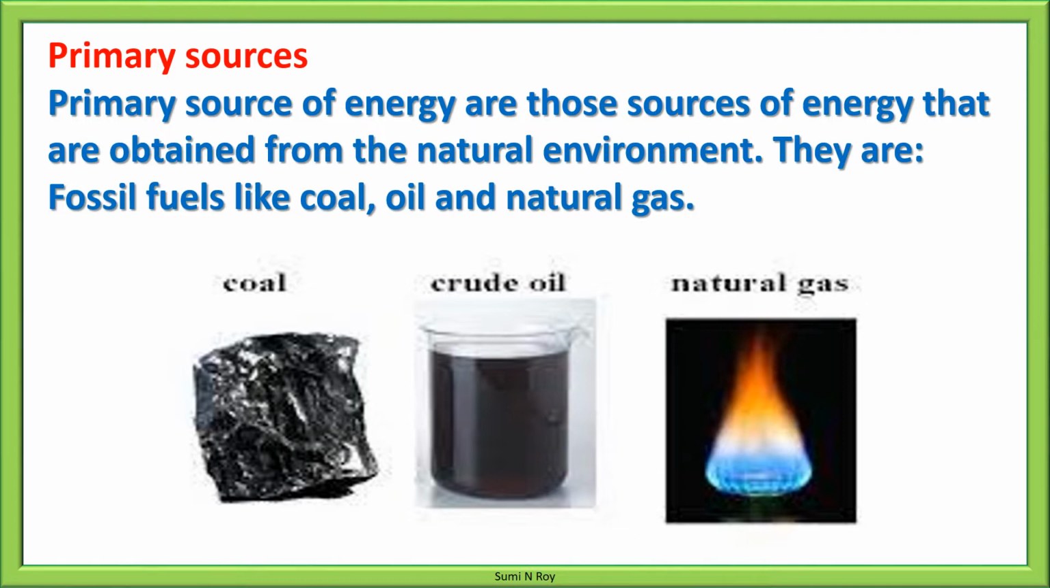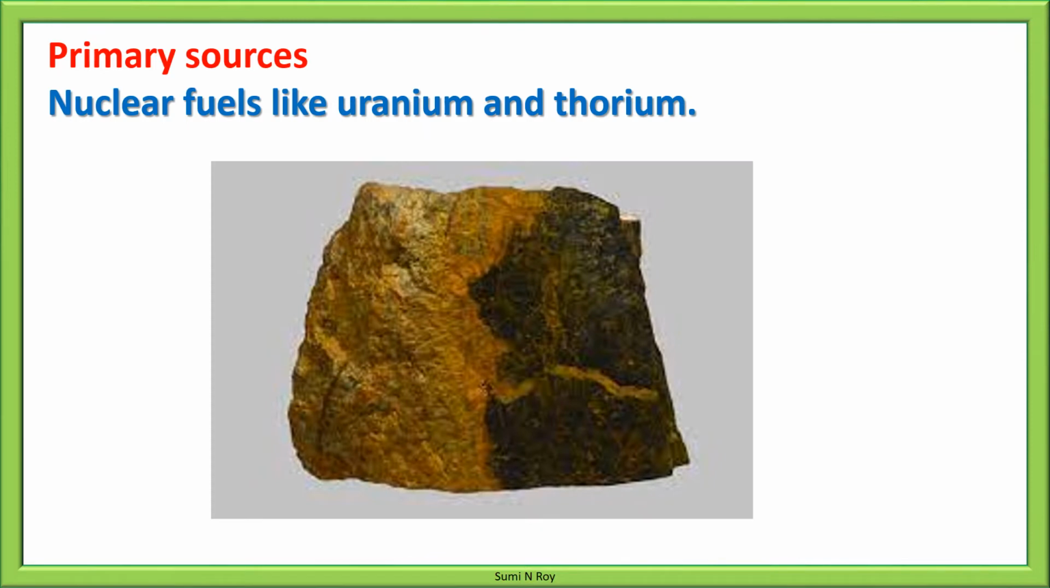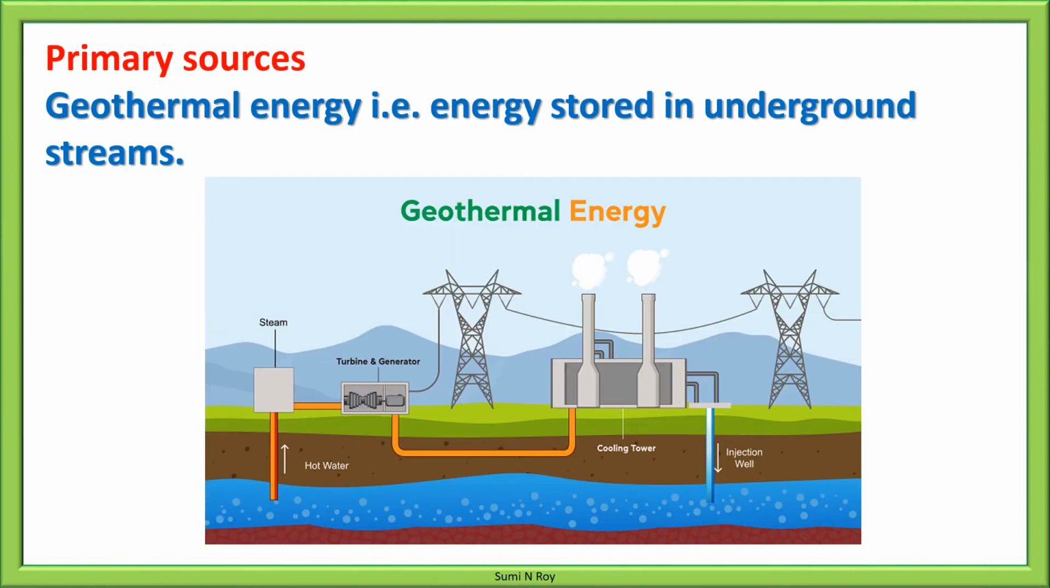The first primary source of energy is fossil fuels like coal, oil and natural gas. The second primary source is nuclear fuel like uranium and thorium. The third primary source is geothermal energy, that is, energy stored in underground steam. The energy stored in underground steam is converted into electricity. So this is a primary source of energy.